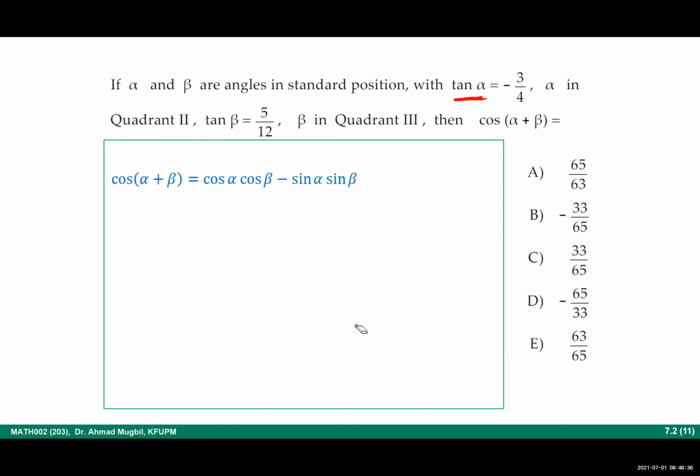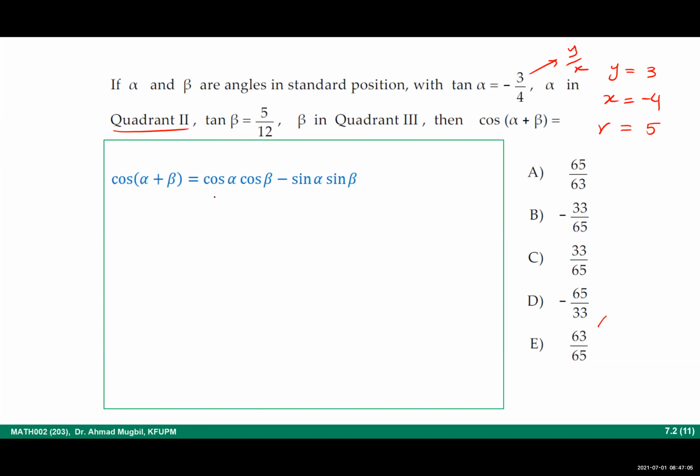We need the square root of the denominator. You can do it in several ways. You can say, since alpha is in the second quadrant, tan alpha is y over x. In the second quadrant, y is positive, so y is 3 and x is -4. You can find r, which will be 5. Is that right? Yes.